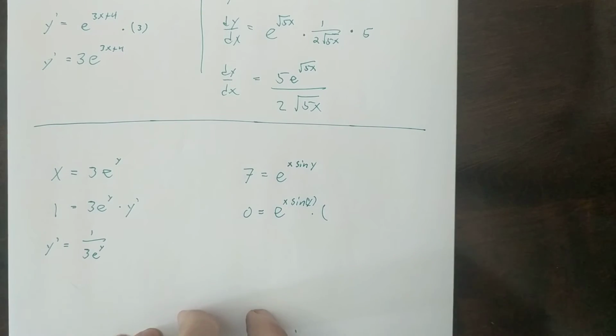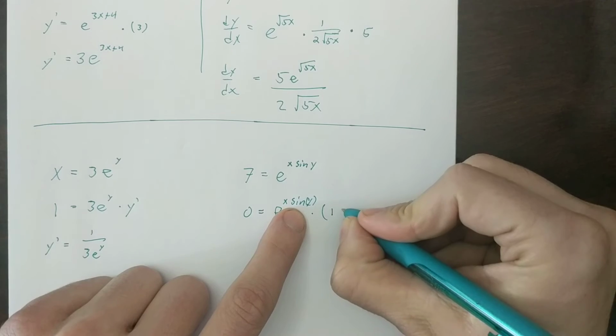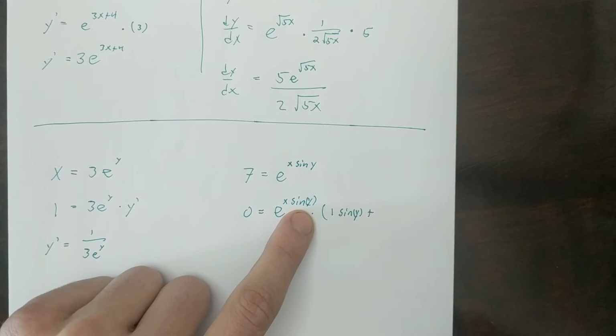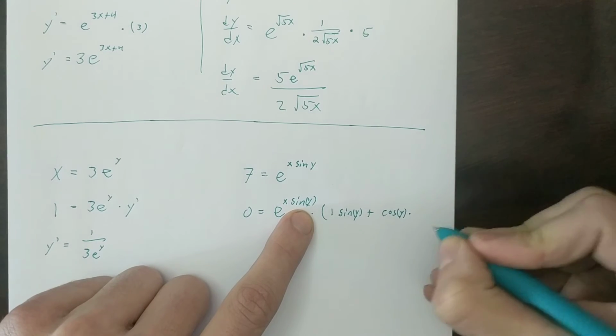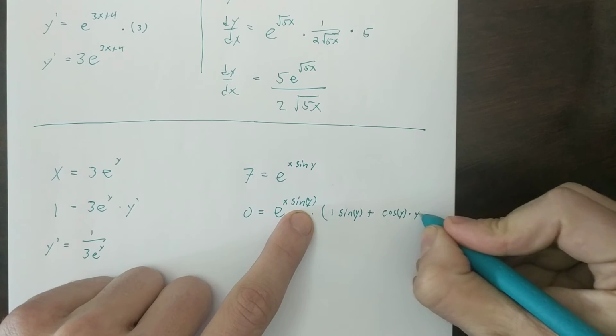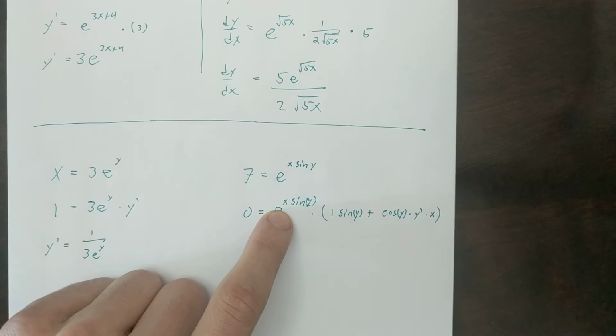So if I was going to do the product, I have to use the product rule, which is derivative of the first. Well, the first is just x, so that's 1, times the second, so sine y, plus derivative of the second, which is cosine y. But if I'm taking the derivative of cosine y, I need to take the derivative of what's inside cosine, which is just y, times the first. And there we have it.